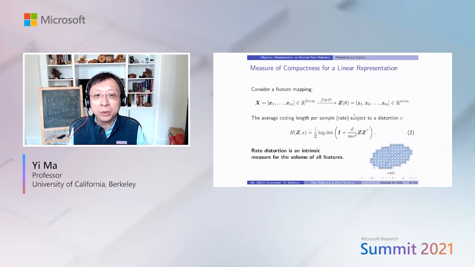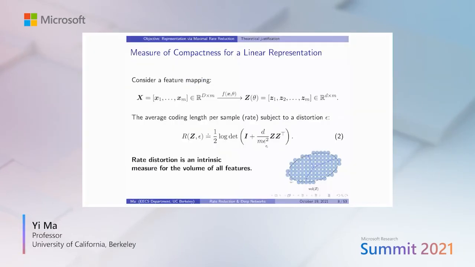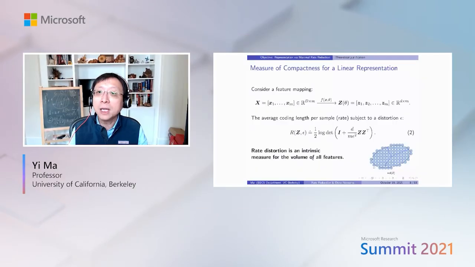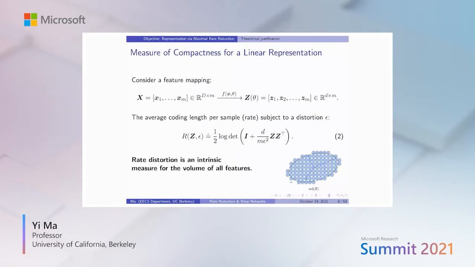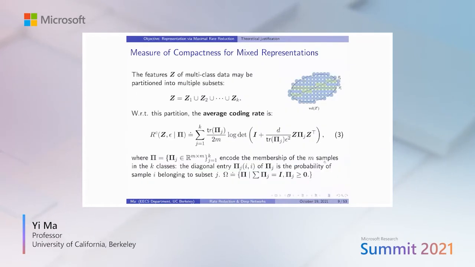If we are allowed to map our original data to some nonlinear features, there is an information theoretical quantity we can measure. For example, what is the volume spanned by all the features? This is given by a very intrinsic measure we call the rate distortion, meaning that if I want to encode my data matrix subject to some quantization error epsilon, this expression gives us the number of binary bits needed to save the data matrix Z in the computer. This comes from information theory. In a geometric sense, it measures the volume of the space spanned by all the features, with epsilon balls packed into the volume of the space.